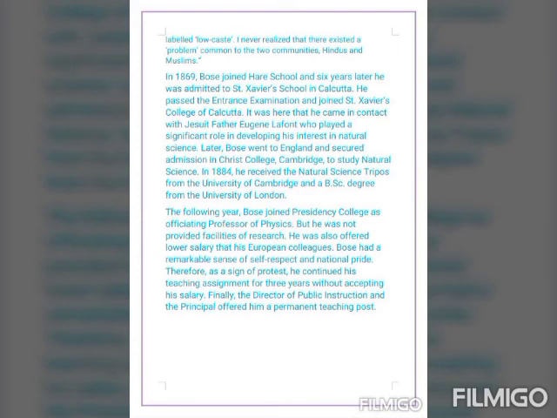The following year, Bose joined Presidency College as officiating professor of physics, but he was not provided facilities of research. He was also offered lower salary than his European colleagues. Bose had a remarkable sense of self-respect and national pride. Therefore, as a sign of protest, he continued his teaching assignment for 3 years without accepting his salary. Finally, the director of public instruction and the principal offered him a permanent teaching.